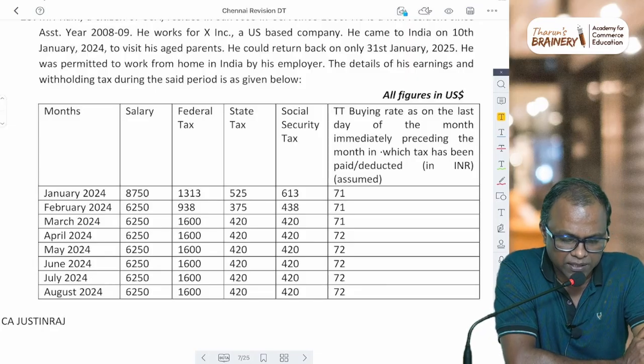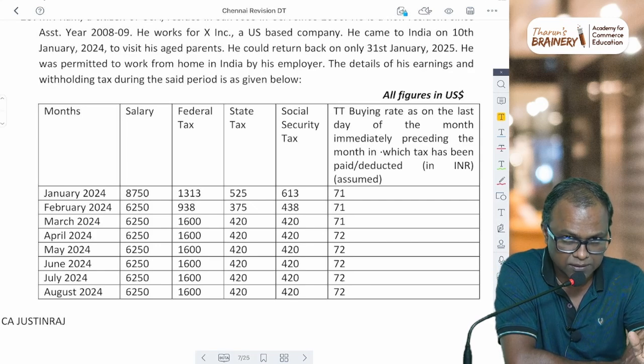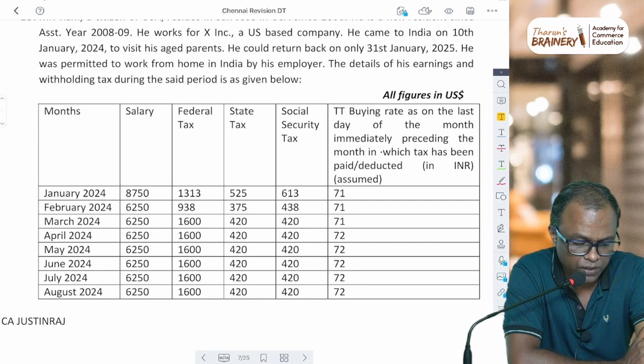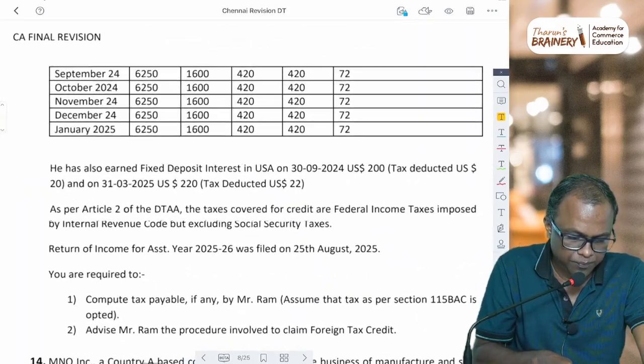As we discussed, only those taxes covered in the double taxation avoidance agreement will be covered. Usually in the double taxation avoidance agreement with the US, only federal tax is covered. State tax is not covered, and social security tax is not covered. So for double taxation relief purposes, we have to consider only federal tax. Don't consider state tax and social security tax. That is not eligible for relief. And April till January goes like that.